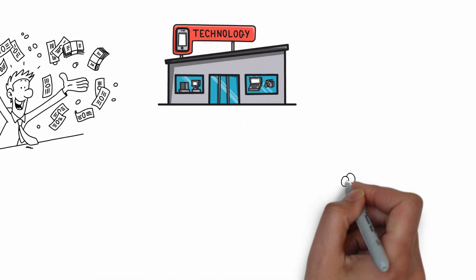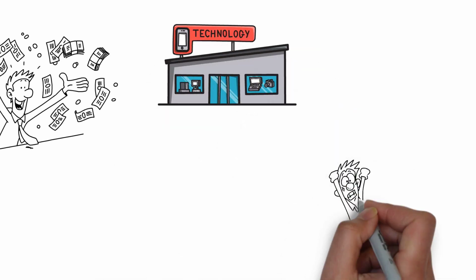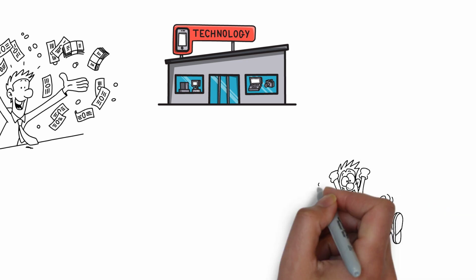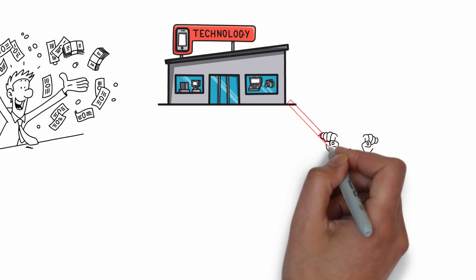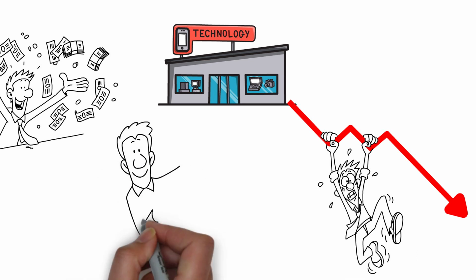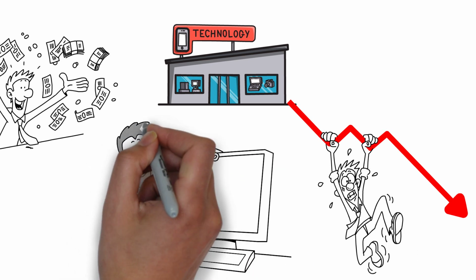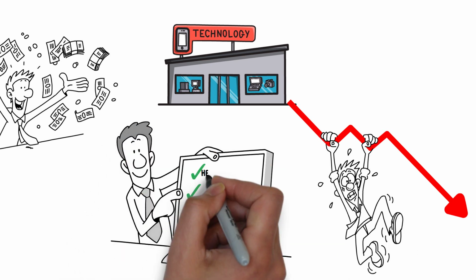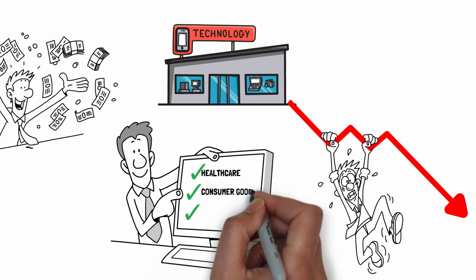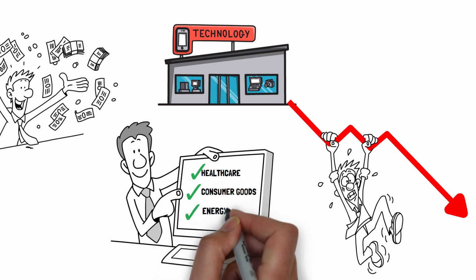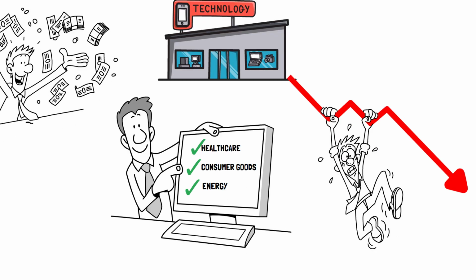For example, suppose you have a portfolio of only tech stocks, and suddenly, the tech industry experiences a downturn. In that case, your entire portfolio would suffer losses. However, if you had diversified your portfolio across multiple sectors, such as healthcare, consumer goods, and energy, the losses from the tech industry would be offset by gains in other sectors.